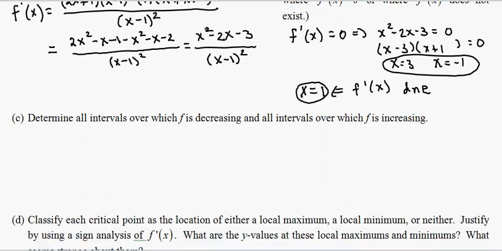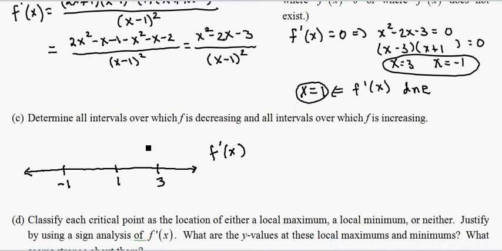The next part of the problem asks us to find all intervals over which f is decreasing and increasing. You're probably getting kind of tired of this question by now, because it just entails drawing our number line of f prime of x. Let's get all our critical values on there. Let's get negative 1, let's get 1, let's get 3. Important not to forget that.